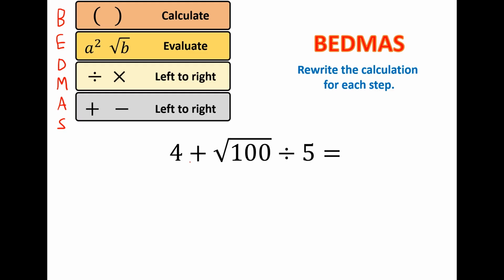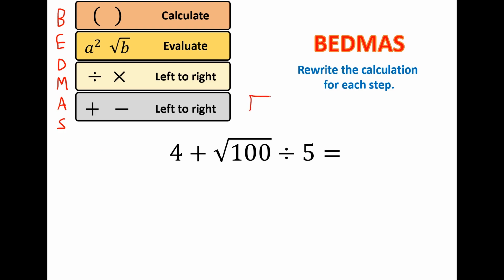Now let's do another example here. We have an expression saying 4 plus the square root of 100 divided by 5. Now, first things first, let's find out, do we have any brackets? No. Do we have any exponents? Yes, we do. So now, if you guys didn't know, a square root is considered an exponent.